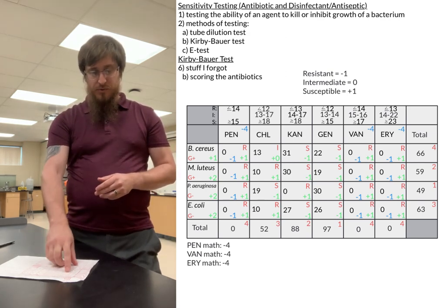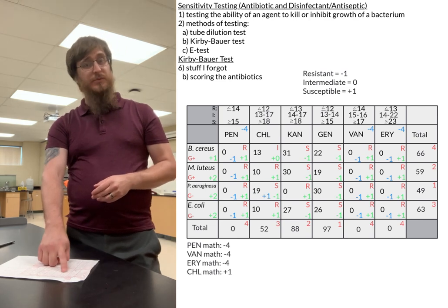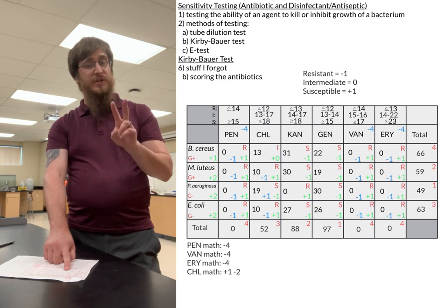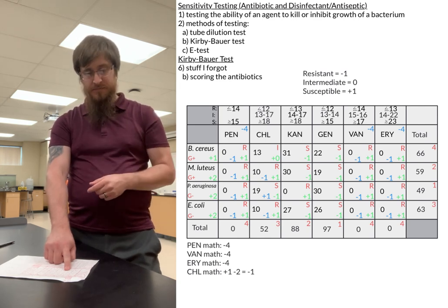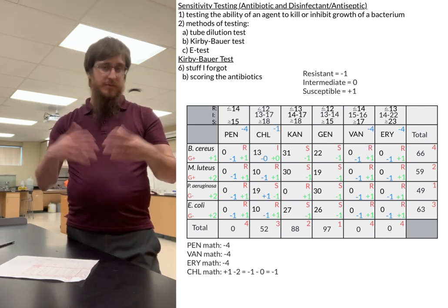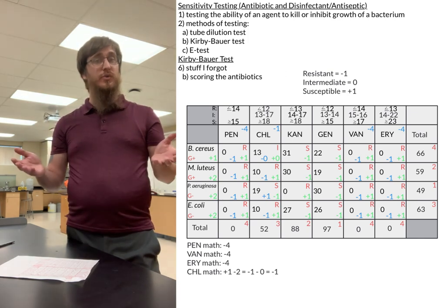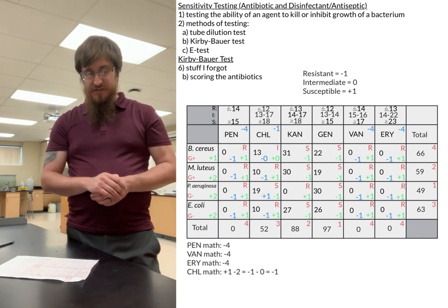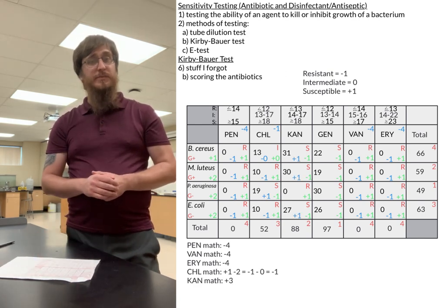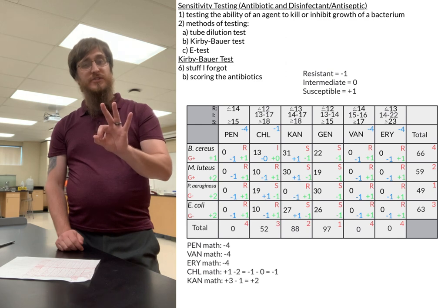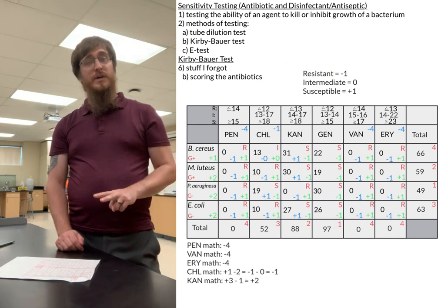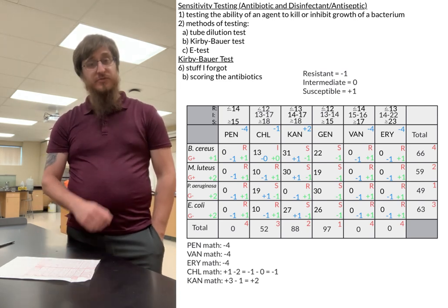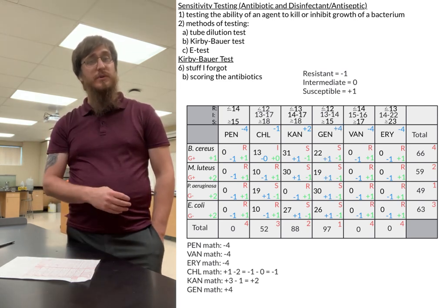When we look at something like chloramphenicol, we have 1 susceptible, so that starts us out as a +1. We have 2 resistances, so we have to subtract 2, and we get to -1. And then we have 1 intermediate, which is a 0, so the final score is a -1. Looking at kanamycin, we start out with 3 susceptibles, so that's a +3. 1 resistance, we take away 1, so now we have a score of 2. And then we have gentamicin, which was all susceptible, so it has a score of +4.